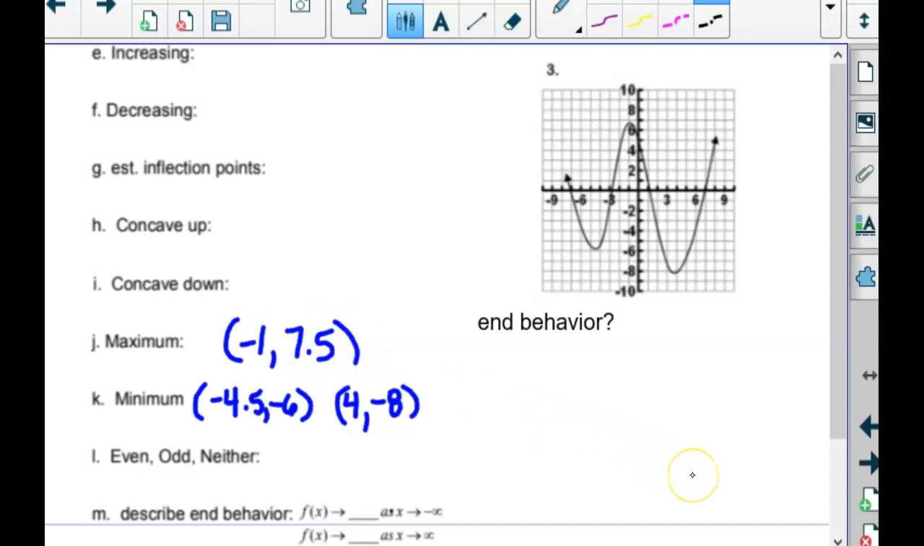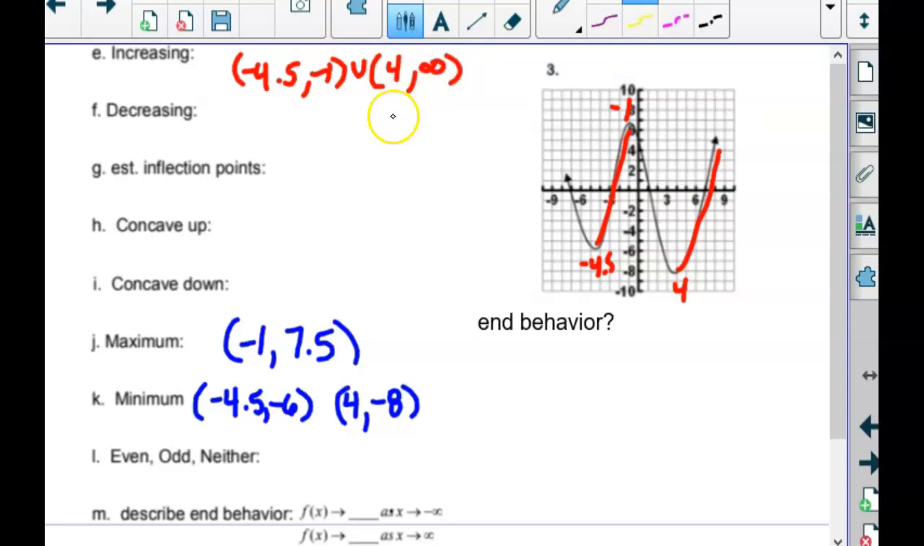All right. Which of those numbers do we care about when we go to do increasing and decreasing? Only the x values. So this was -4.5, this we called -1, and this we called +4. So increasing was this piece and this piece. So -4.5 to -1, and 4 off to the right.